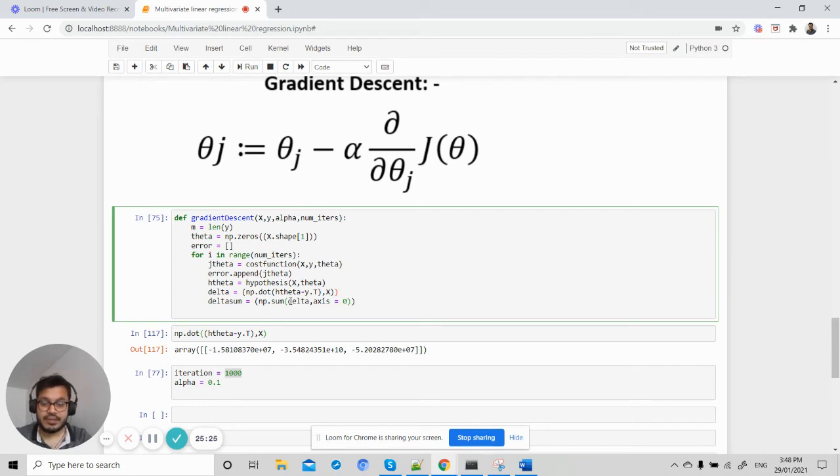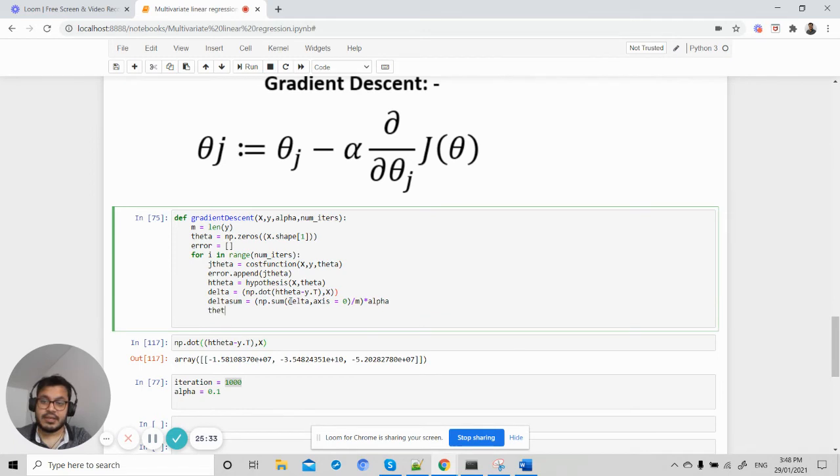Okay, so this then needs to be divided by m, and finally this needs to be multiplied by alpha. Okay, and then our theta will be equal to theta minus delta's sum. Okay, and then we will return theta comma theta. Okay, let's check.